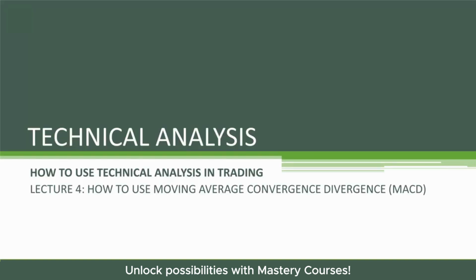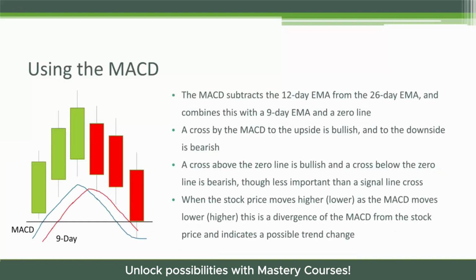Today we're going to be talking about the moving average convergence divergence, or the MACD. The MACD is a type of exponential moving average. It subtracts the 26-day exponential moving average from the 12-day exponential moving average to get one line, which is the MACD line. And then it combines this with a 9-day exponential moving average, as well as a zero line that the MACD and the 9-day EMA can cross above and below.